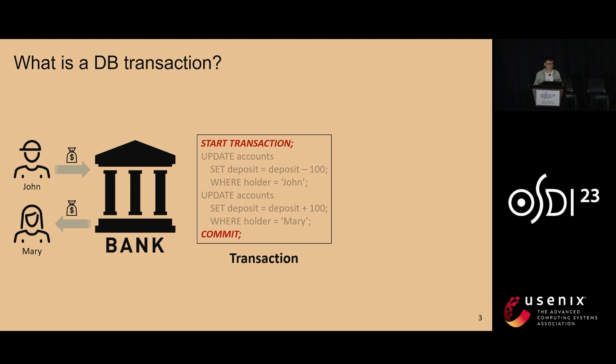A transaction could be used in this case. It groups the two statements together with a start transaction statement and a commit statement. By doing so, the whole transaction can either completely succeed or completely fail. No partial success or failure will happen. And thus, it could prevent the money loss in the previous case.